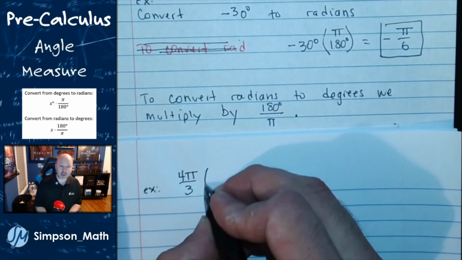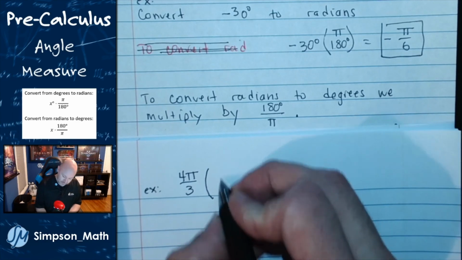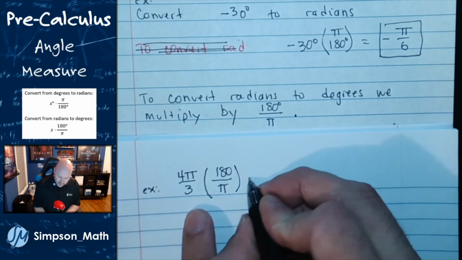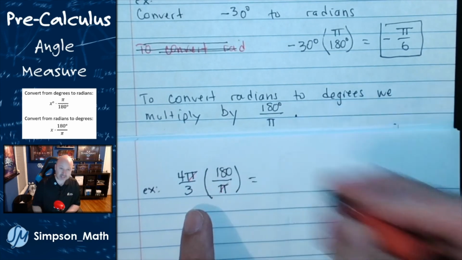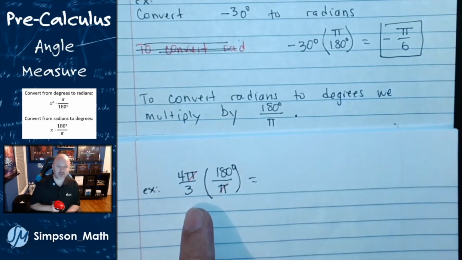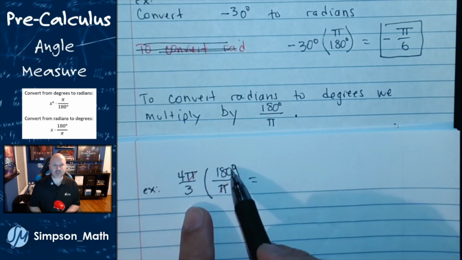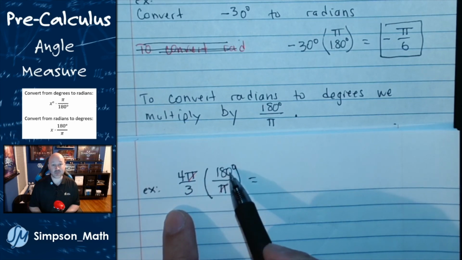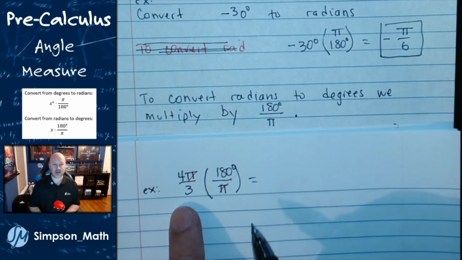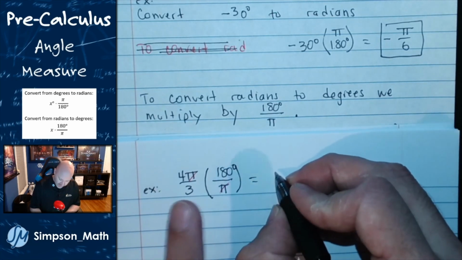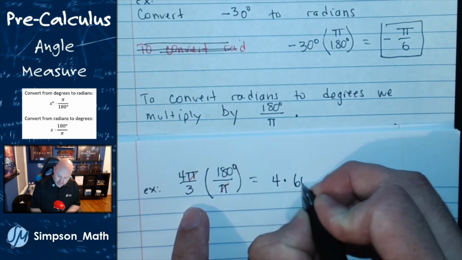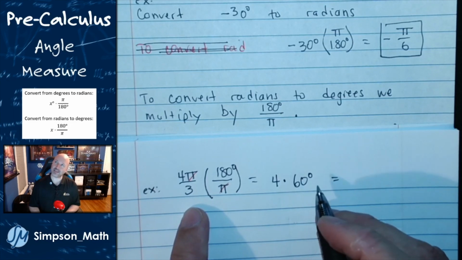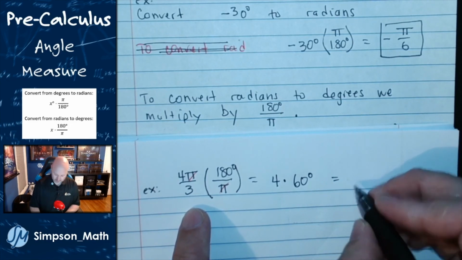So I'm going to multiply again by that same equality. I'm going to put the pi radians down below, 180 up top. The pi's will reduce, meaning the radians have reduced. I have introduced degrees. You could do 4 times 180, but I think it would be a little easier to divide the 3 into the 180. That's a pretty 60 degrees. So I'm going to have 4 times 60 degrees. I know double 60 is 120. Double it again, that should be 240.